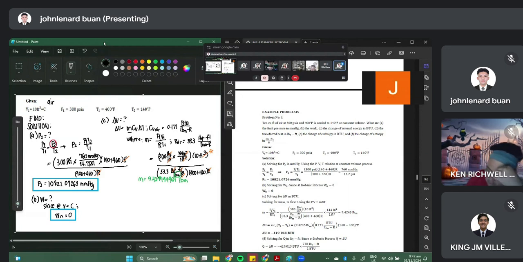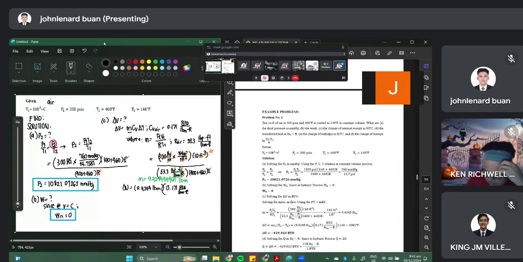So substituting the value, therefore, delta U is equal to mass, which is 9.4244. I will not write all the digits here, but we still use all of them. I'll just store it. Times, our delta U needs to be in BTU. So pound mass, 9 mass. Our Cv is 0.171 BTU per pound mass Rankine.